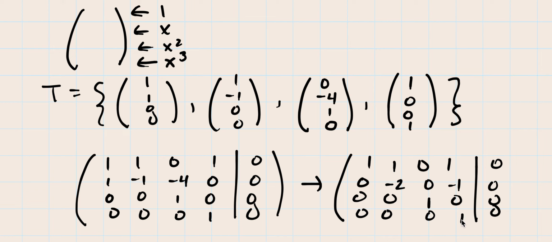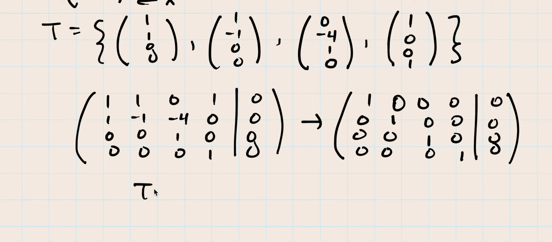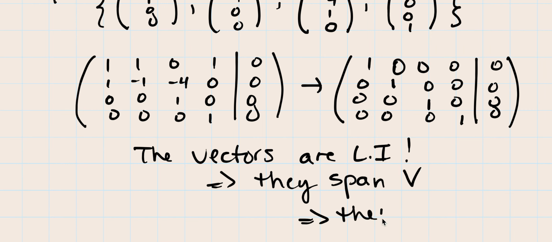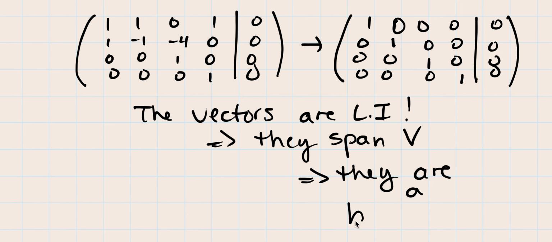But here I have a pivot, and that will get rid of these two, so I can get rid of those. And then I can divide this by -2, and I'll get another pivot, and that zeroes this one out. So the reduced row echelon form is the identity matrix, which tells us that the vectors are linearly independent, which implies they span, which implies they are a basis. And we're done.